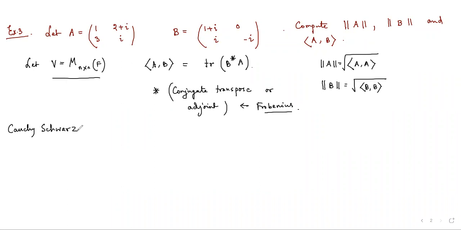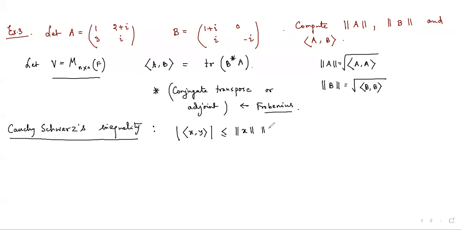The Cauchy-Schwarz inequality, which is given as the modulus of the inner product of x and y is less than or equal to the norm of x multiplied by the norm of y. Okay.